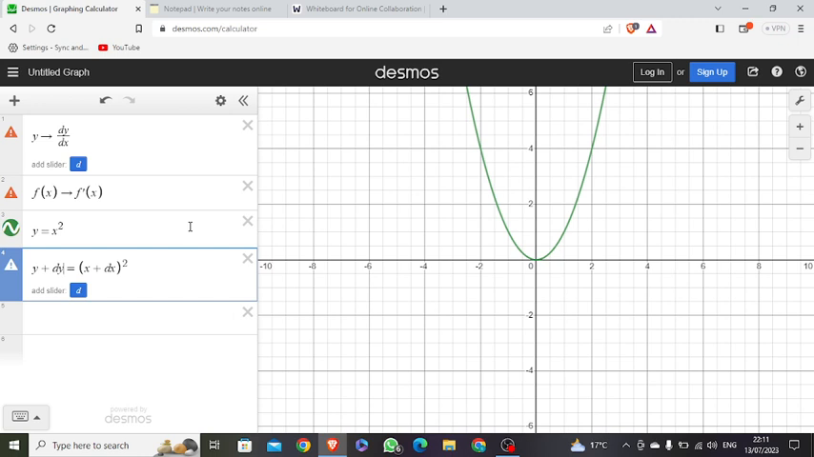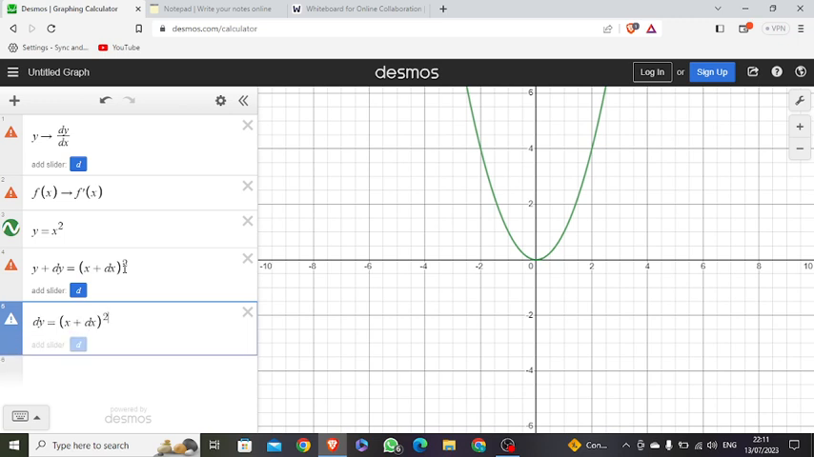So that kind of makes sense, right? Because y equals x squared, so y plus the difference in y should equal x plus the difference in x, squared. It will make sense if you think about it a bit. And then we can go dy equals x plus dx squared minus y. Now, y equals x squared, so we can just substitute.